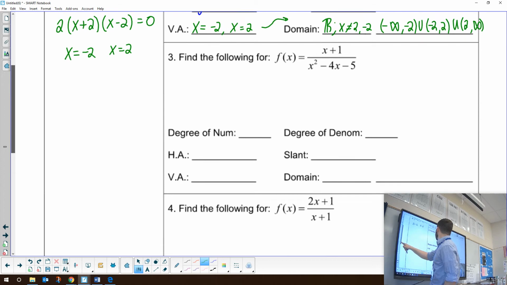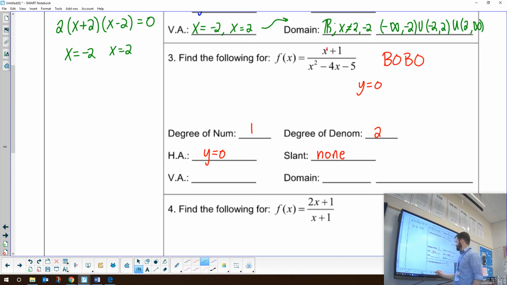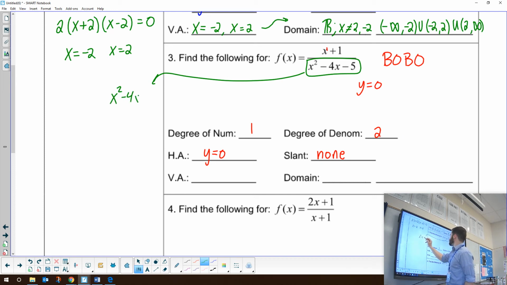So number 3, we find our degree of the top is 1, right there. My degree of the denominator is 2. So this one's going to be BOBO, bigger on bottom, y equals 0. So we'll have a horizontal asymptote of y equals 0, and we'll have no slant asymptote. For my vertical asymptote, I'll take my denominator here off to the side, and I'll factor it. We'll have x squared minus 4x minus 5. That can factor to be x minus 5 times x plus 1.